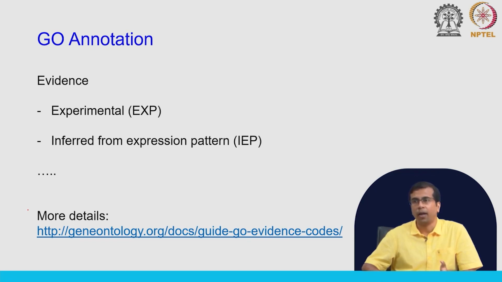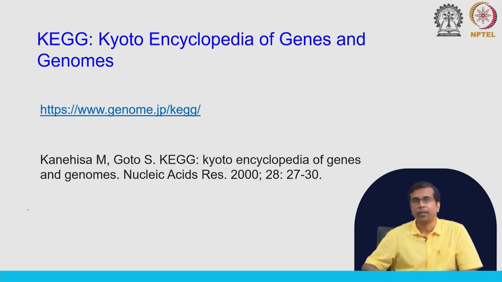So, how strong the actual evidence is for that functional association. Again, you can go to the link and see the details. There is another database where you can find this kind of association of genes to biological processes or pathways. It is called KEGG, Kyoto Encyclopedia of Genes and Genomes. Again, here is the link and here is the reference paper. You can look at the link and find out these associations.